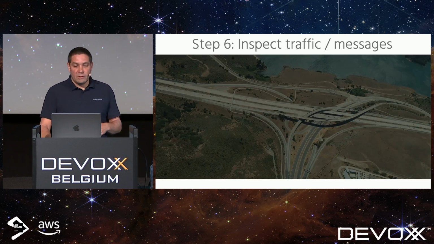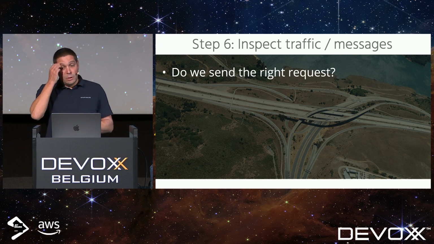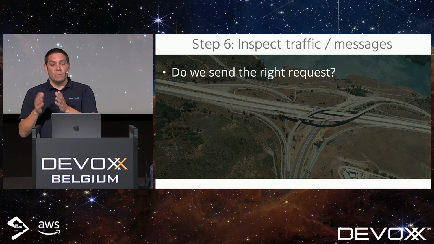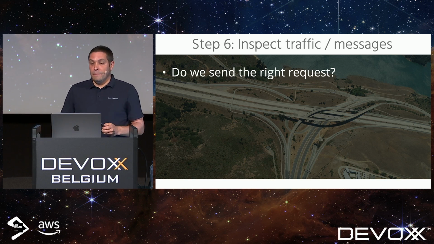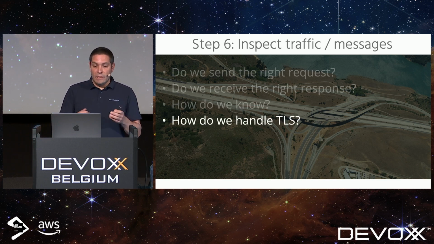So now it gets interesting, because now we're going to inspect the traffic and the messages that are flowing between systems. So make sure that you know that you send the right request. And again, check this as close as possible to the network boundary. Do you receive the right response? How do you know? Do you handle TLS or not?